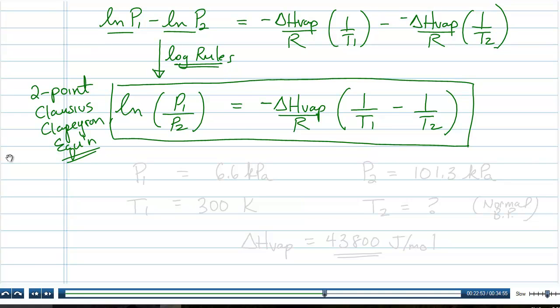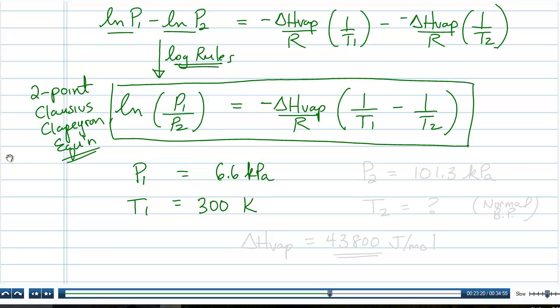Now going back to the data table that we had earlier, I'm going to let my P1 equal and my T1 equal. I can pick any points from the data table. Why don't I pick the very first one? So 300 Kelvin was the T1, and the vapor pressure was 6.6 kilopascals.